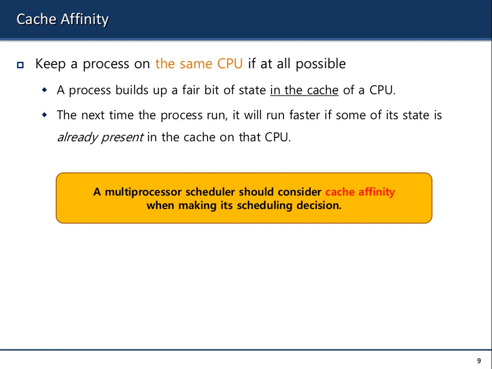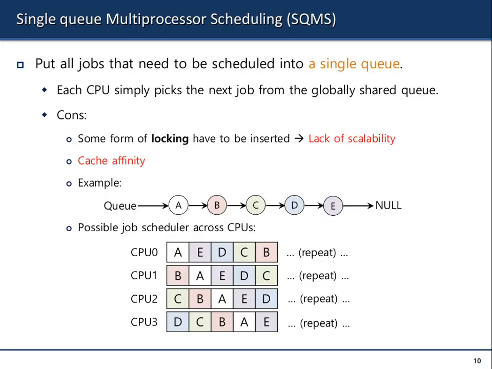So a multiprocessor scheduler should consider cache affinity when making its scheduling decision. Okay? So, how do we implement this multiprocessor scheduler? The main requirement, of course, is we have multiple cores and each core has its own L1 cache, basically directly linked to that core.